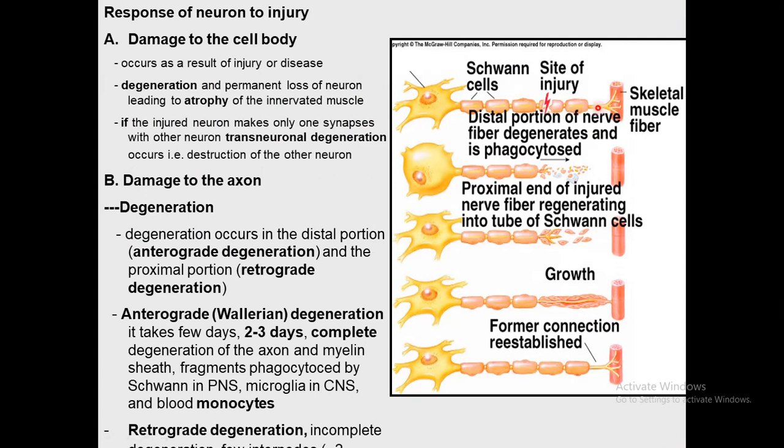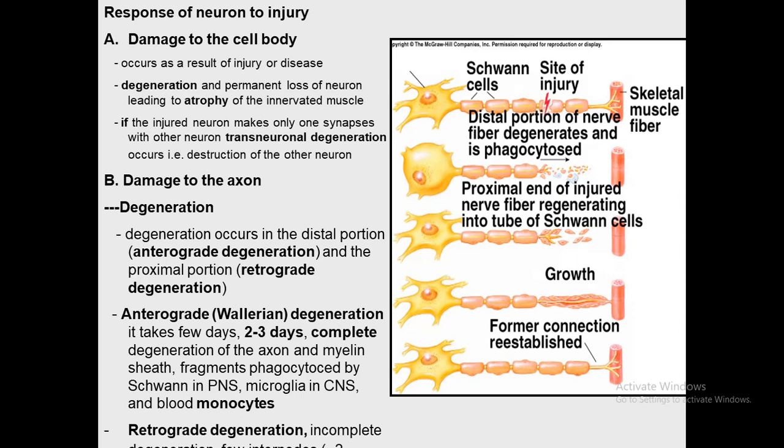This part, anterograde degeneration or Wallerian degeneration, and the debris will be phagocytosed by the Schwann cells, microglial cells, and the blood monocytes. Then we have another type of degeneration, which is the retrograde degeneration, which is affecting the proximal part of the neuron, this part, which involves 2 internodal segments.